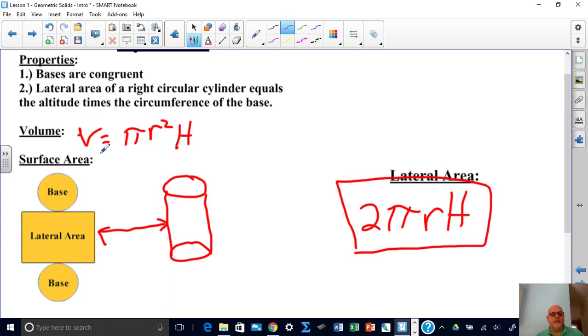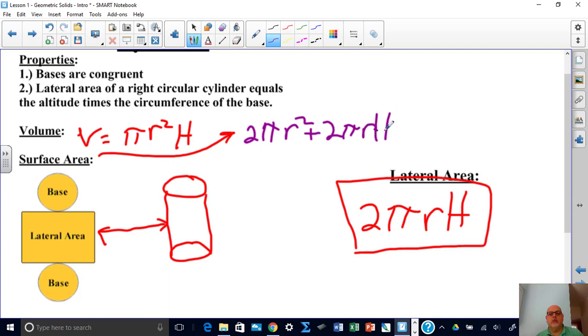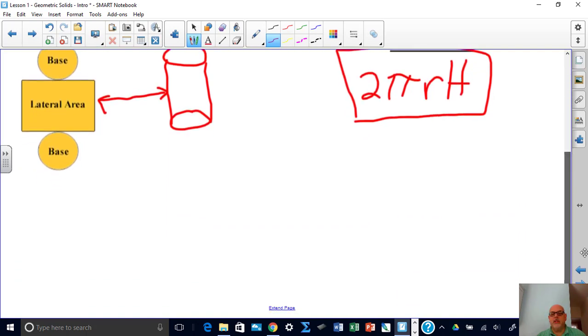Now the surface area, let me get a different color pen. Total surface area of a cylinder is 2 pi r squared plus 2 pi r h, which is the lateral area. So that's the entire surface area of a cylinder. It's the circular top and bottom plus the lateral area. Again, if you need to pause this to catch up and take notes, please do.